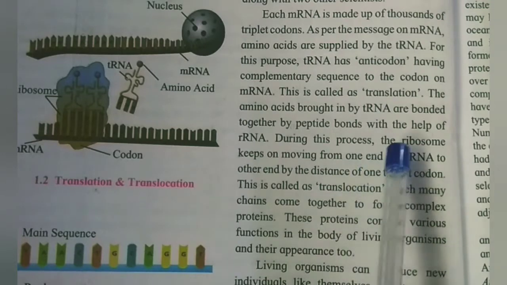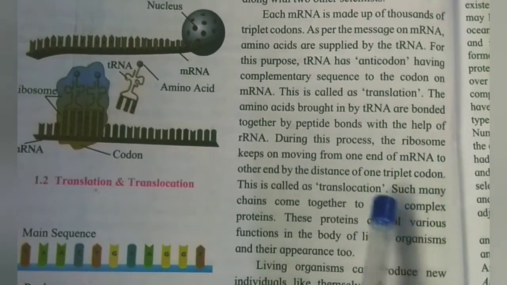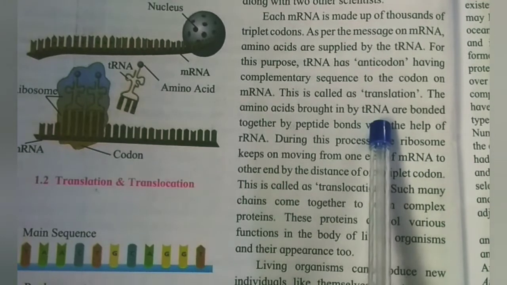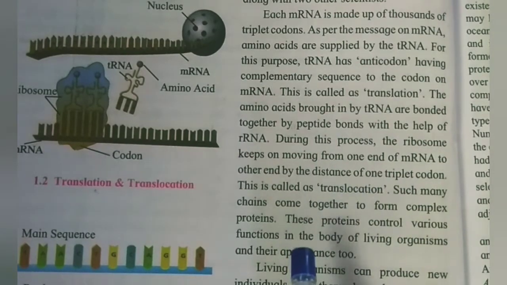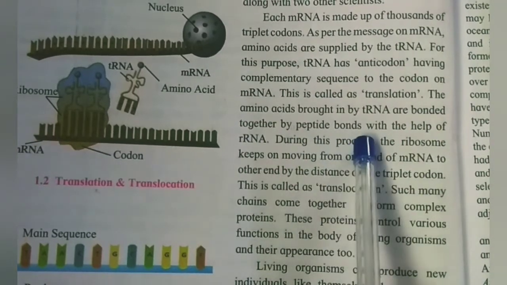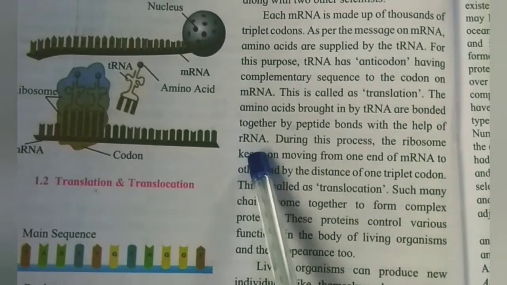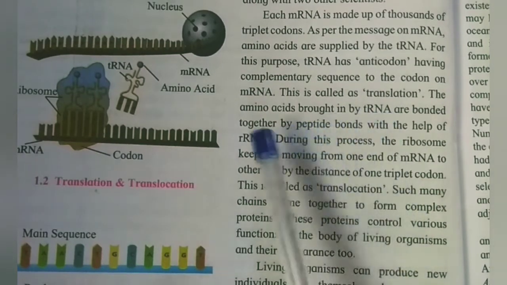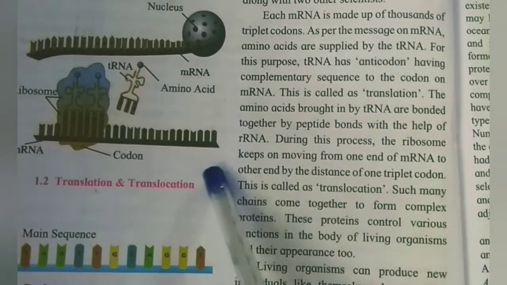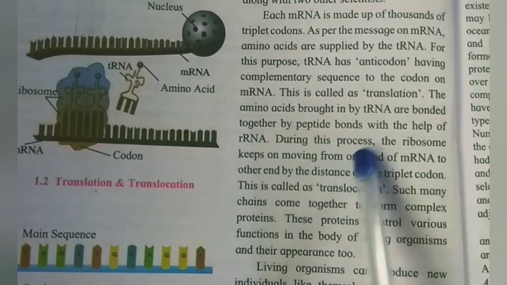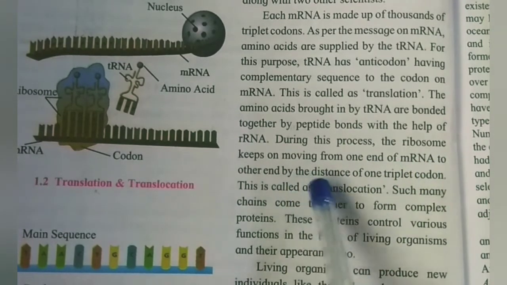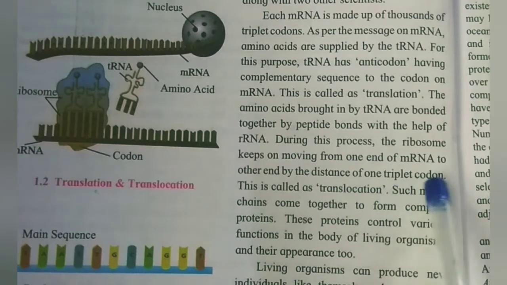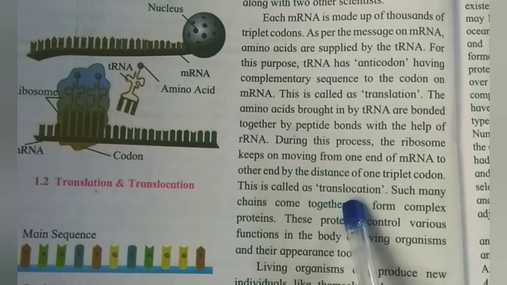In this process of translocation, mRNA is there, tRNA is there, and rRNA is there. These all three act at a time. The amino acids brought by tRNA are held together by peptide bonds with the help of rRNA. During this process, the ribosome keeps on moving from one end of the mRNA to the other end, a distance of one triplet codon. This is called translocation.